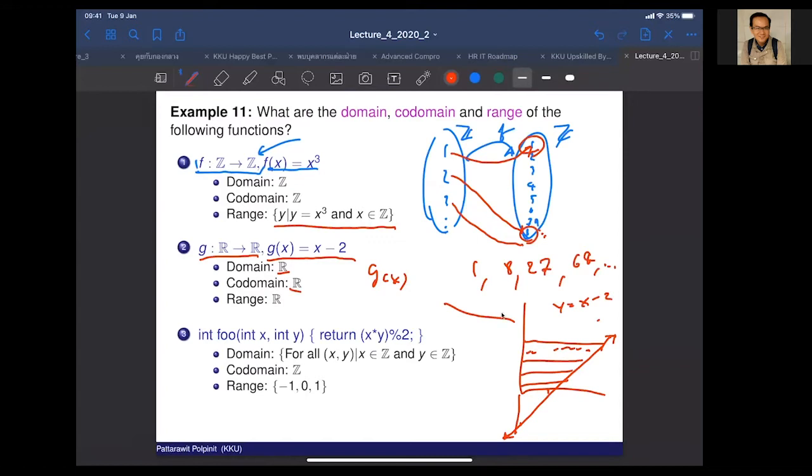The last one is the example from a programming function. Okay. So this one.